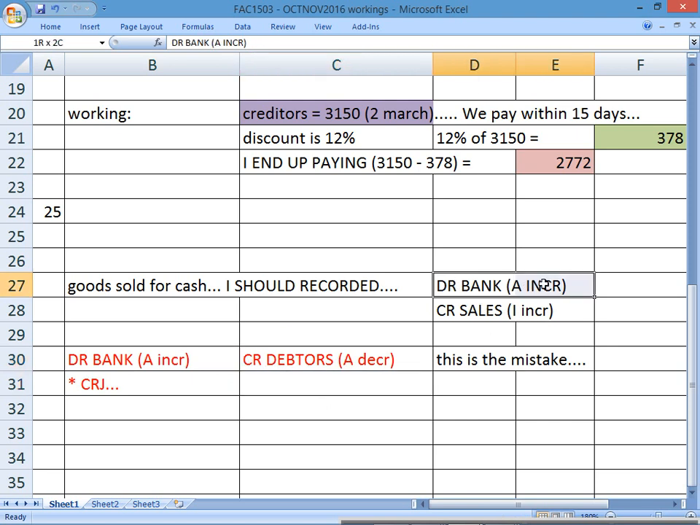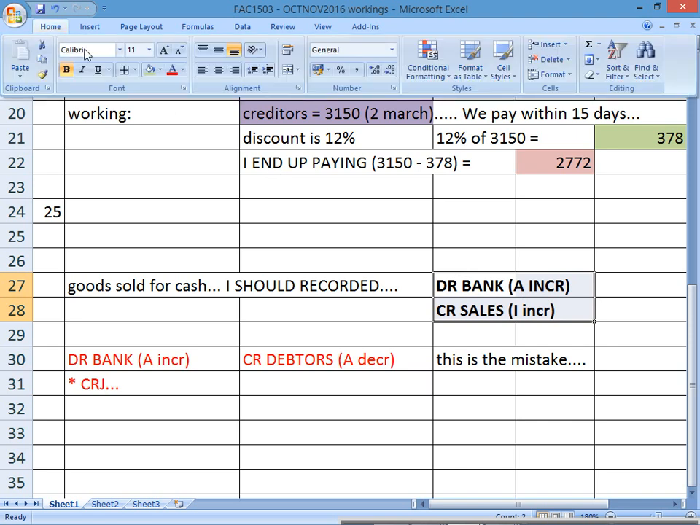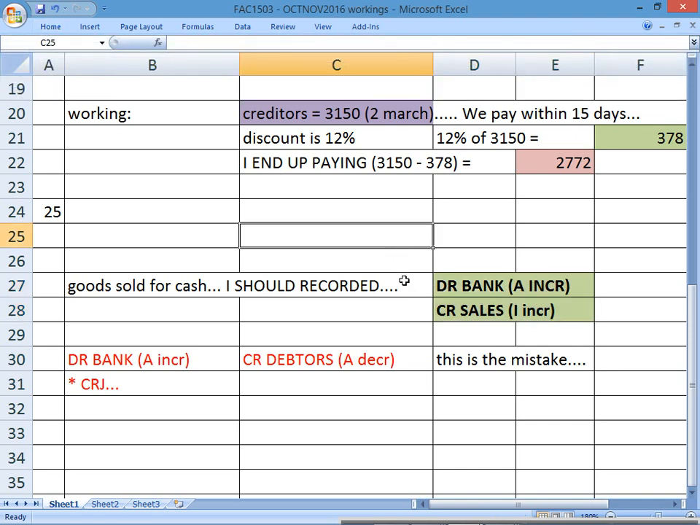I should have debited the bank and I should have credited the sales. So did I debit bank? Yes, I did debit bank. So I've debited bank, so that's fine. But have I credited sales? No, I haven't. So I'm going to have to credit sales, so that'll go here.